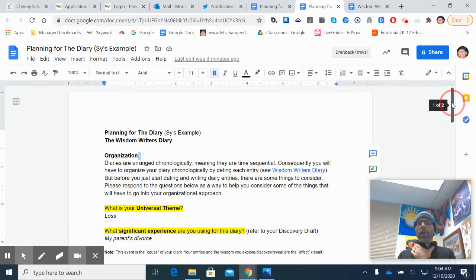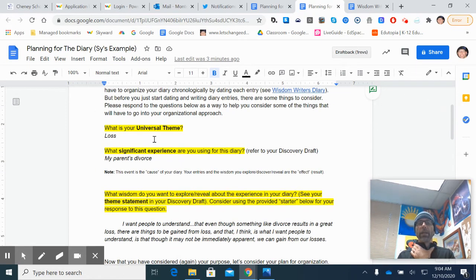Let's walk through this a little bit. Anything that you see highlighted in yellow requires a response. The first one, going back to our beginning, refer back to your discovery draft if you have to: what is your universal theme for this project? Mine is loss, as I mentioned earlier in an example.